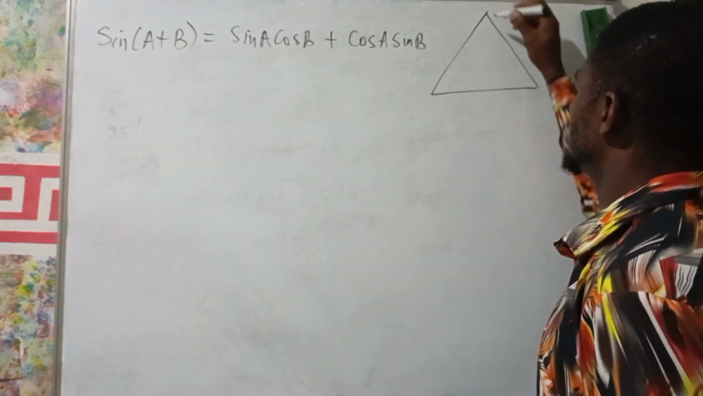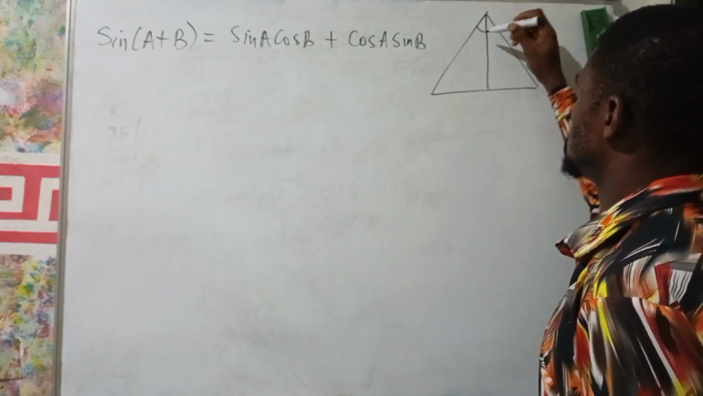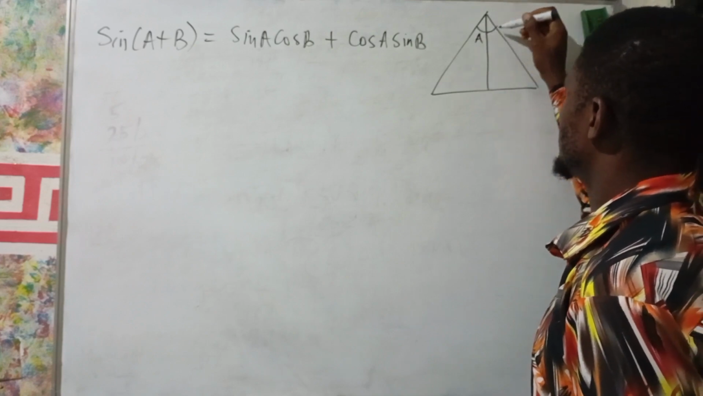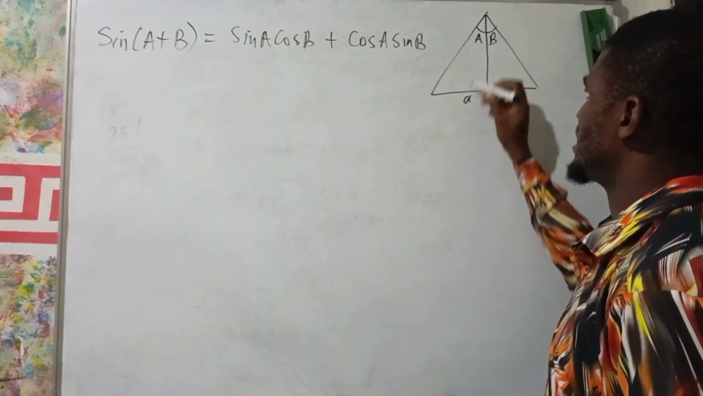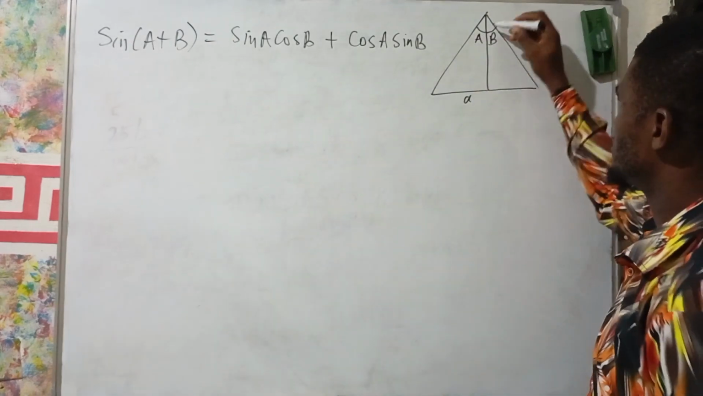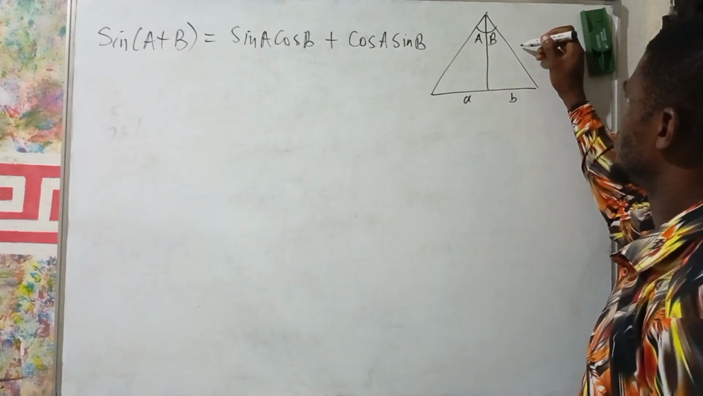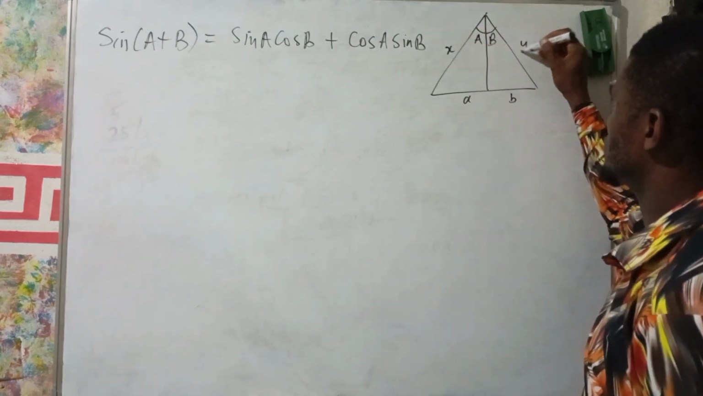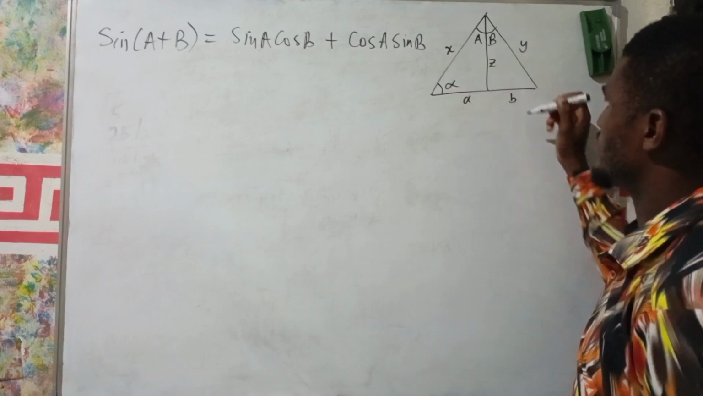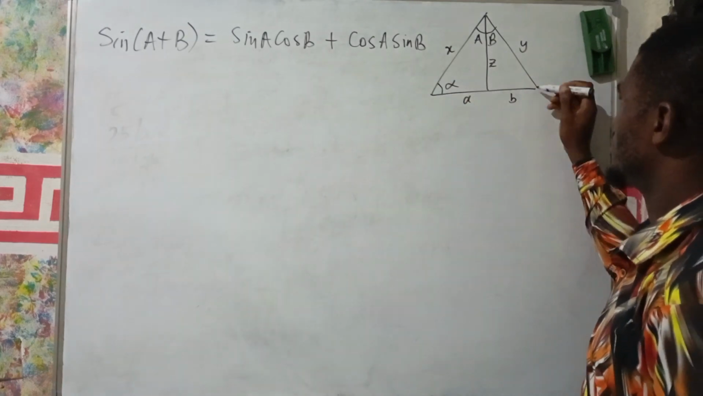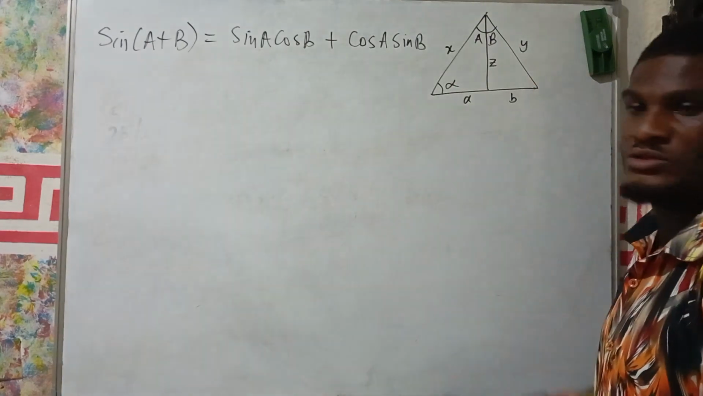We need a triangle, and let's make it two right-angle triangles. Let's call this angle A, and this other angle B. Let's call the opposite side to A small a, and the opposite side to angle B small b. Now let's call this X, this Y, this side Z, and this angle alpha. Okay, this is what we need to solve this.